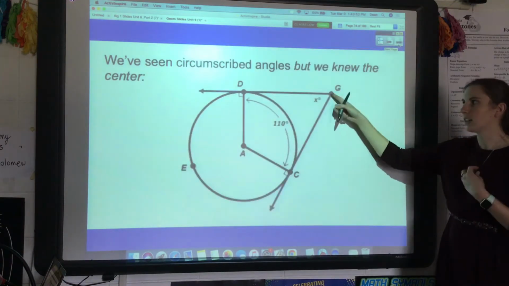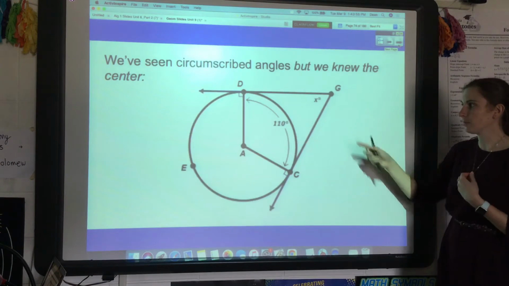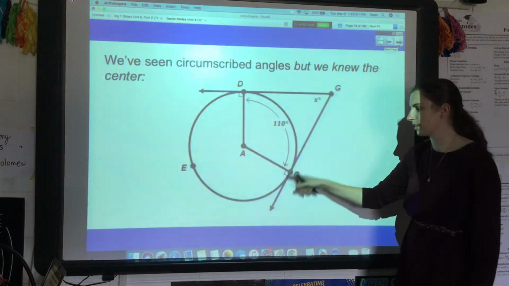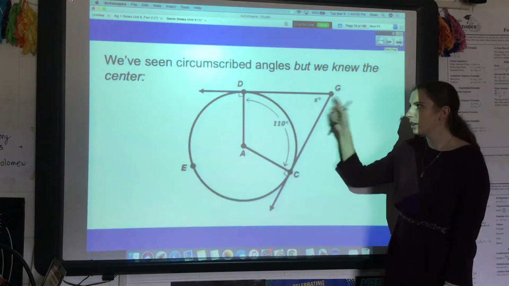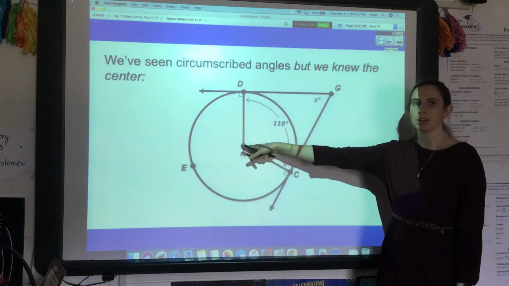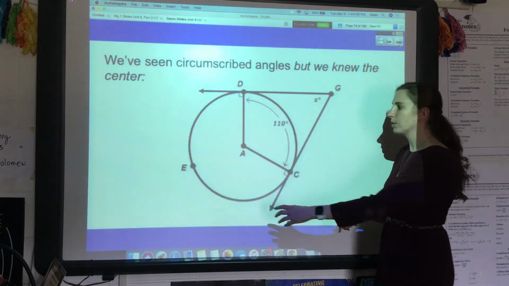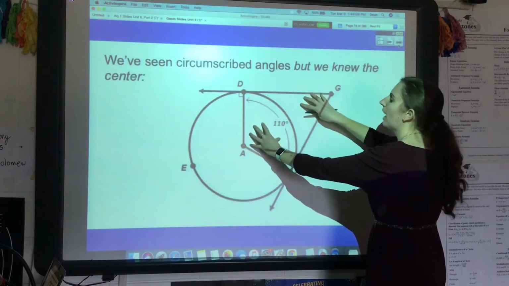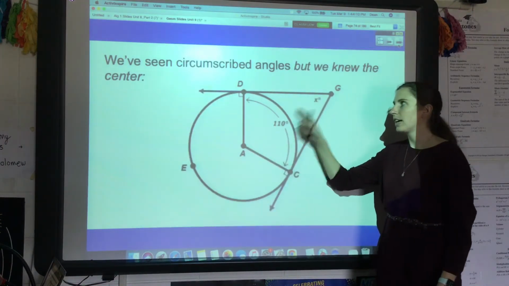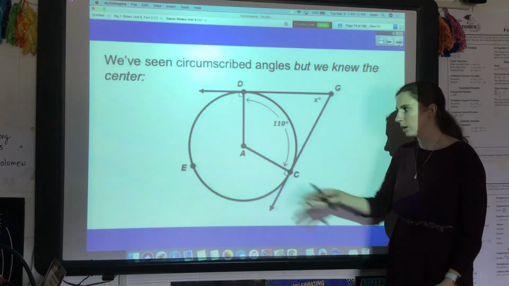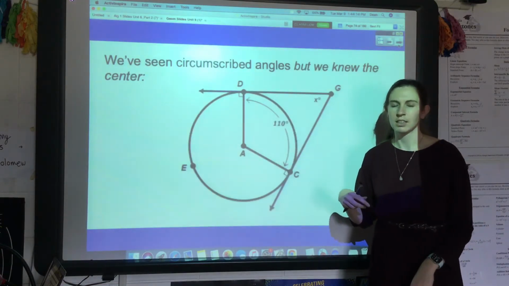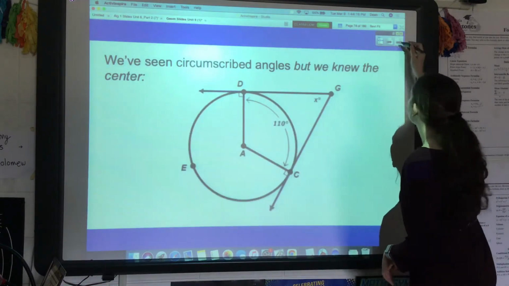Also, we've seen circumscribed angles, which are formed by two tangent lines, but again, with these, you had to know where the center was. Because to find circumscribed angles like this, we used the fact that these two add up to 180, and that's how you can find a circumscribed angle. But what happens if you don't know where the center is? So that's what we're going to get into today.